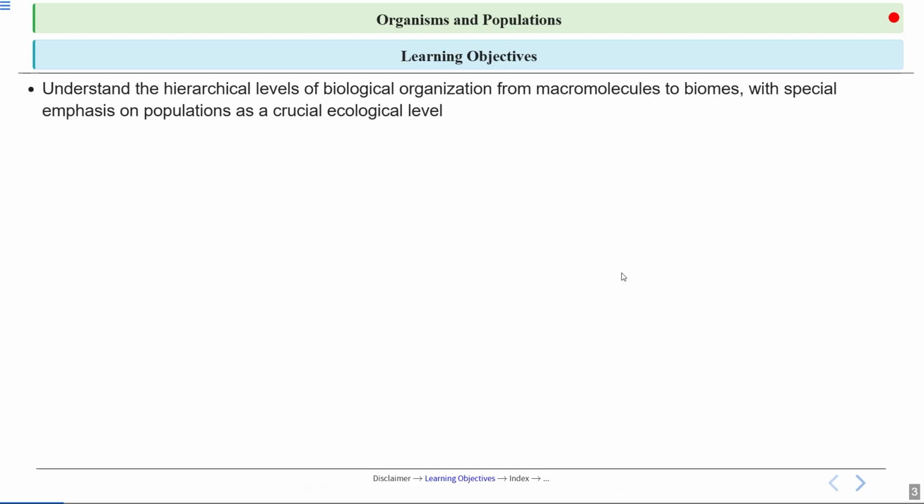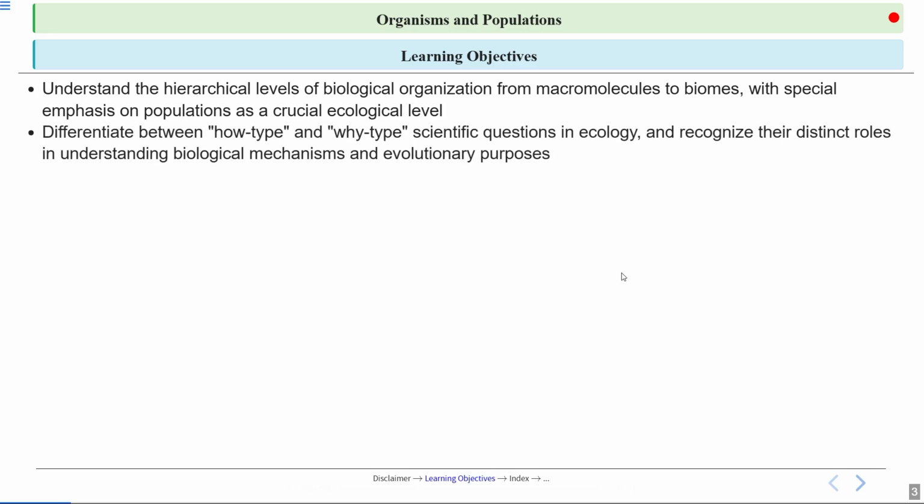So what are the objectives of today's session? Today we will understand the hierarchical levels of biological organization, starting from macromolecules to biomes. And we will give special emphasis to populations as a crucial ecological level.